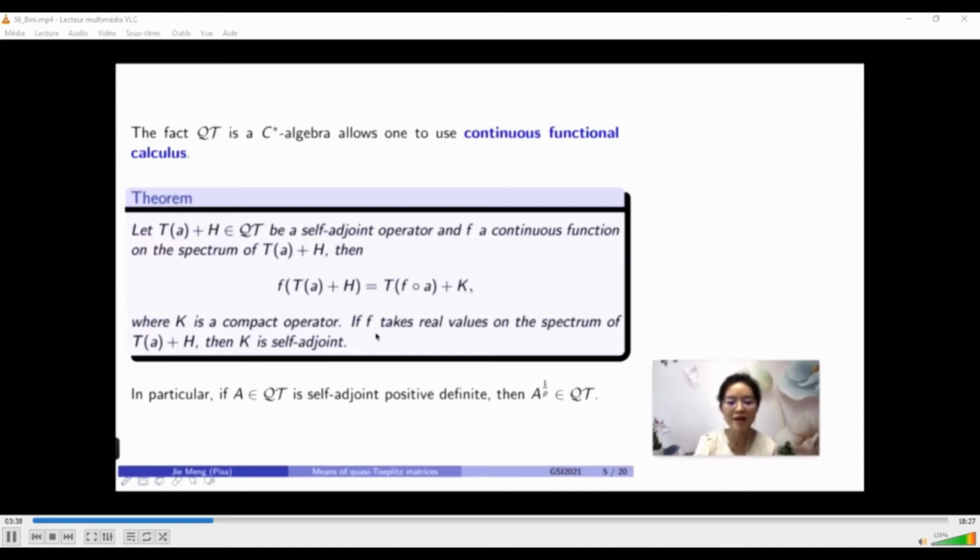And if f takes real values on the spectrum, then this matrix K is self-adjoint. As a useful corollary of this theorem, we found that for a quasi-Toeplitz matrix A which is positive definite, the p-th root of A exists, and the p-th root of A is in the Qt class.